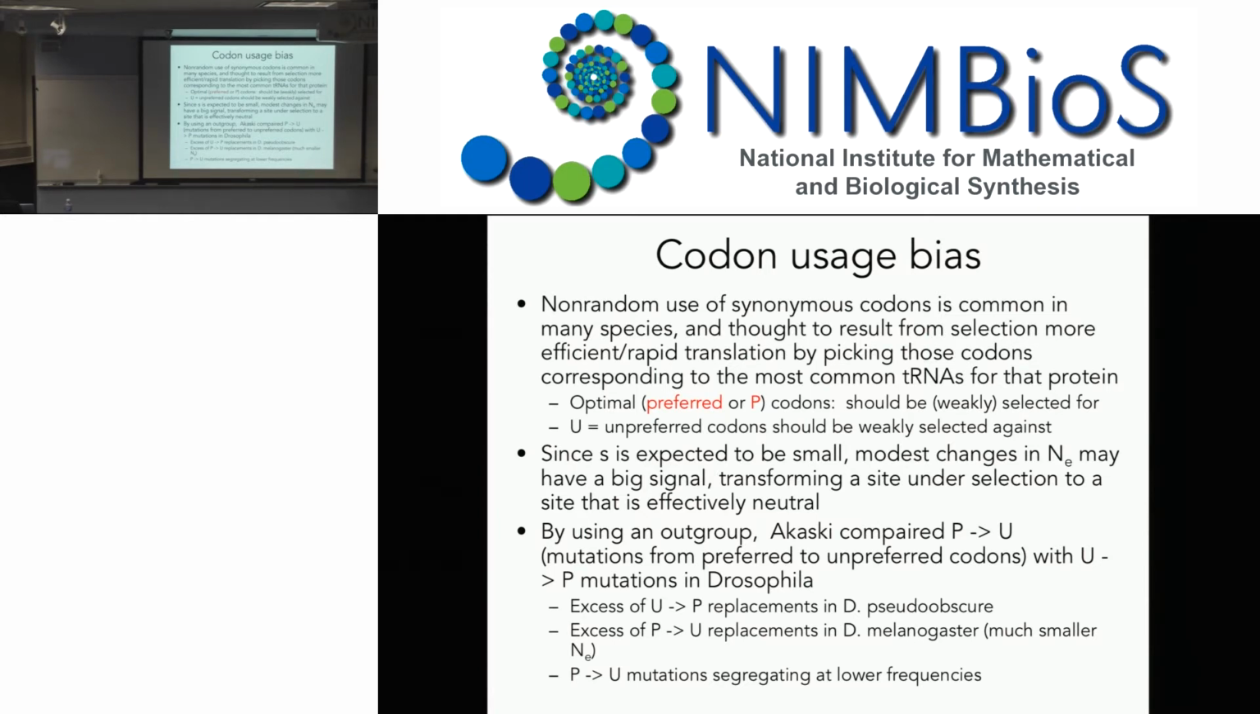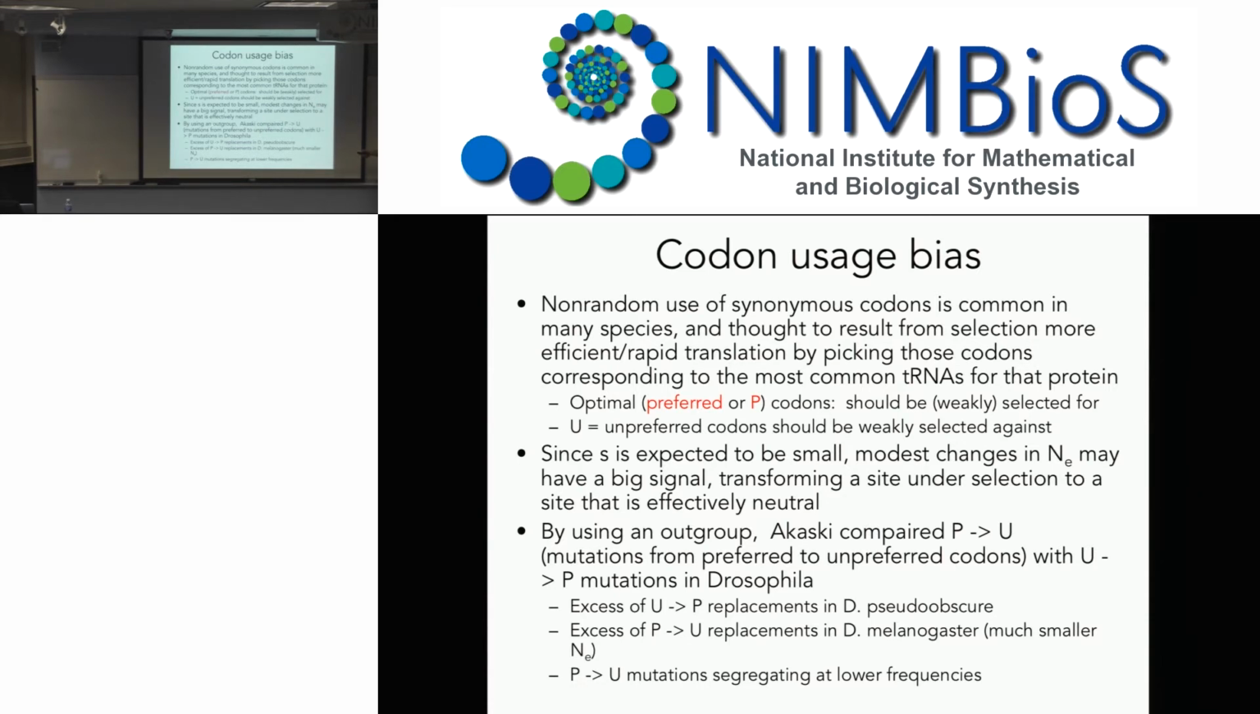Since s is expected to be small, a modest change in Ne may leave a big signal, transforming a situation where 4Nes is bigger than 1 to where 4Nes is much less than 1. So for example, if a typical codon is sitting right around 4Nes equals 1, and I have a reduction in the effective population size to 10%, all of a sudden that site moves from being effectively selective to effectively neutral, and I should see a difference in the codon patterns. So what can we see?